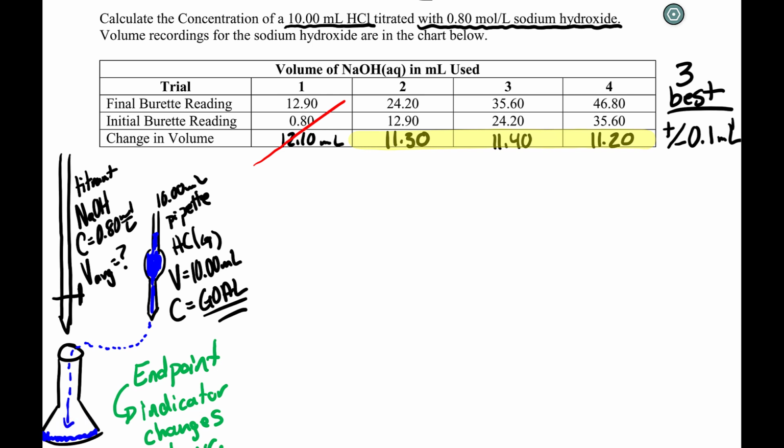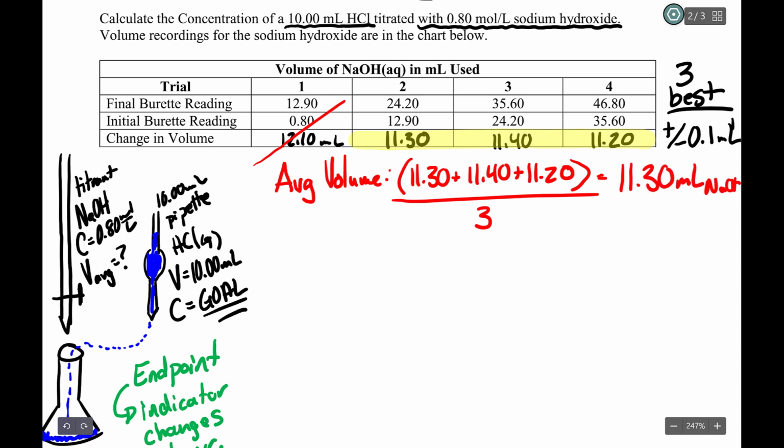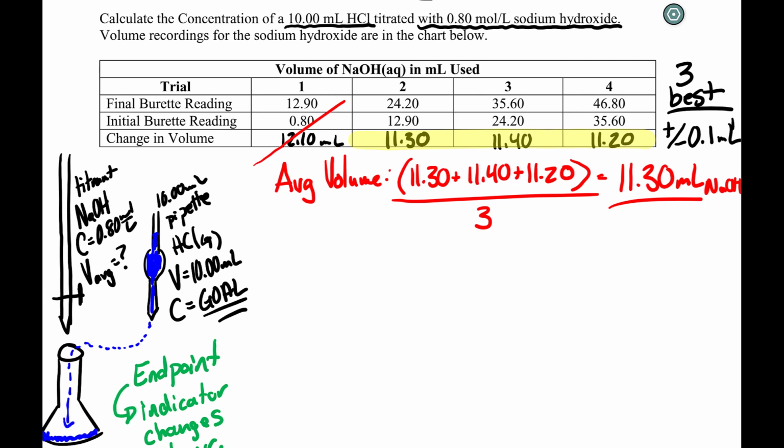Then you would have to average these volumes. So what I want to get is an average volume. All I would have to do is go 11.30 plus 11.40 plus 11.20. Divide them by the number of trials, which is 3, and out would come 11.30 milliliters of NaOH. This is the volume I'm going to use in my stoichiometry.